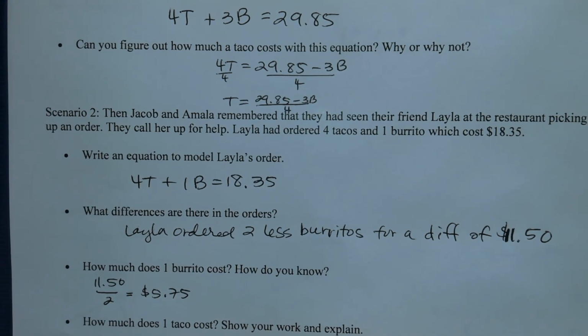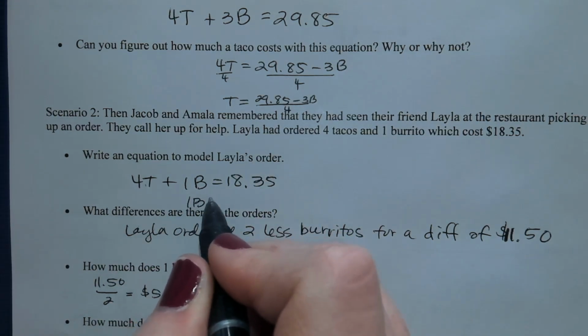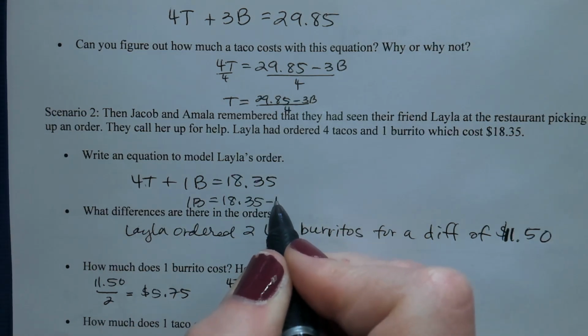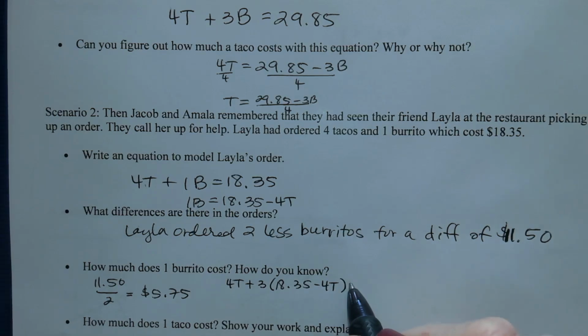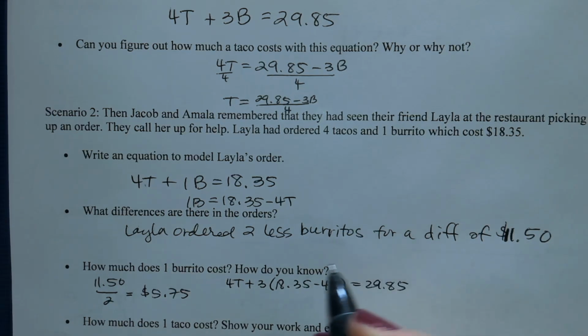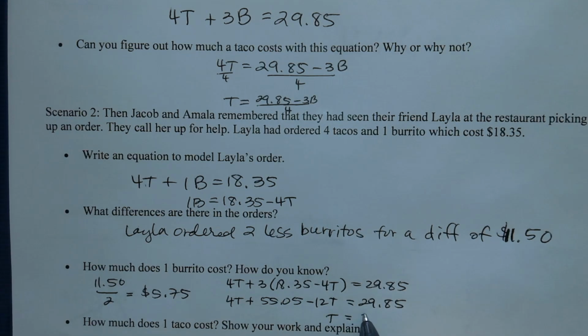A different way that I solved it is I said, well, 4 tacos plus the 3, and then I just solved this equation for 1 burrito. So I just moved the 4T over. So 1 burrito is $18.35 minus 4 tacos. So I just put that in here, $18.35 minus 4 tacos, and then that would equal the $29.85 from above. And I went through the work of solving this, so 4T plus 55.05 minus 12T equals $29.85. And then you could just finish solving that. T would get you $3.15.